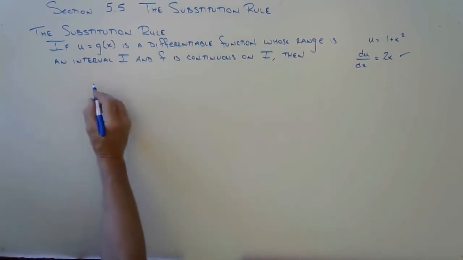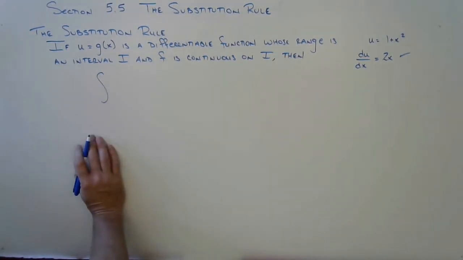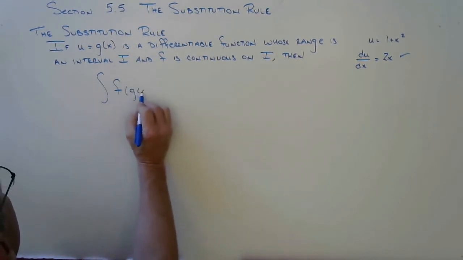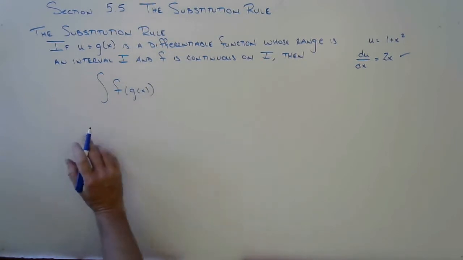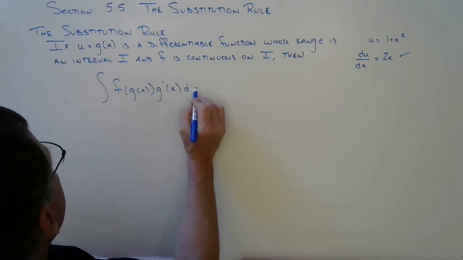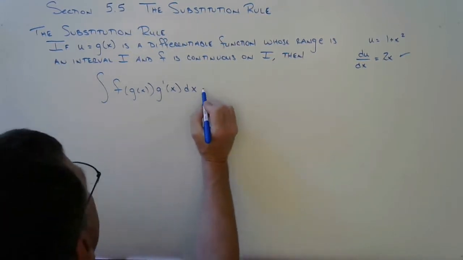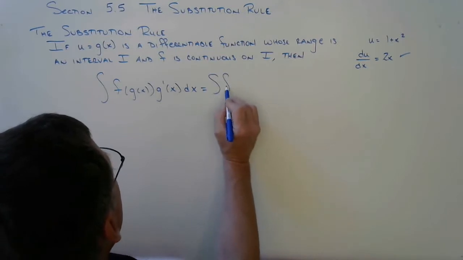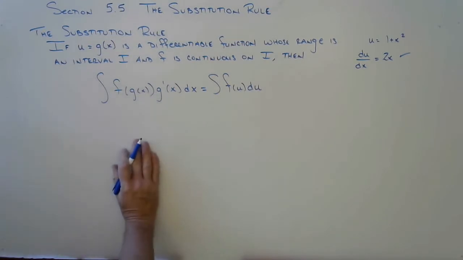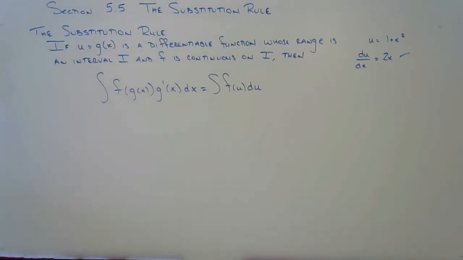Now this is what the substitution formula says. It says if I have the integral of f of g of x times g prime of x dx, that is going to equal the integral of f of u du. All right? That's a lot of symbols. There's a lot of functions and integrals there. Let's write that down, and then let's talk about it and see if we can make it make sense.